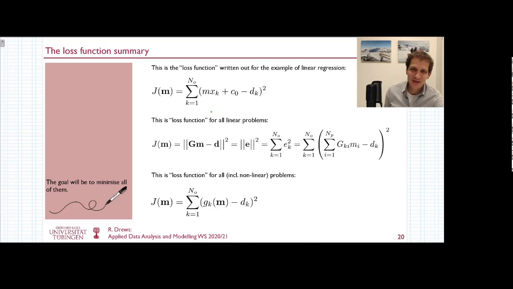So what have we done? Well, we defined the loss function for the specific case of linear regression, and then it will look like this. We also generalized this for all linear forward models that can be written in the form Gm equals D, and then the cost function looks like this. If our forward model is nonlinear, the cost function will look like this. In all these cases, we seek to minimize the cost function, which means we seek the parameters which minimize the misfit between our forward model and the observations.